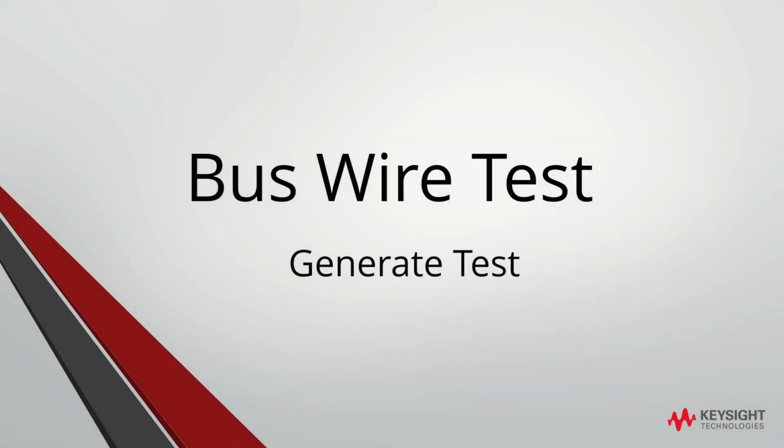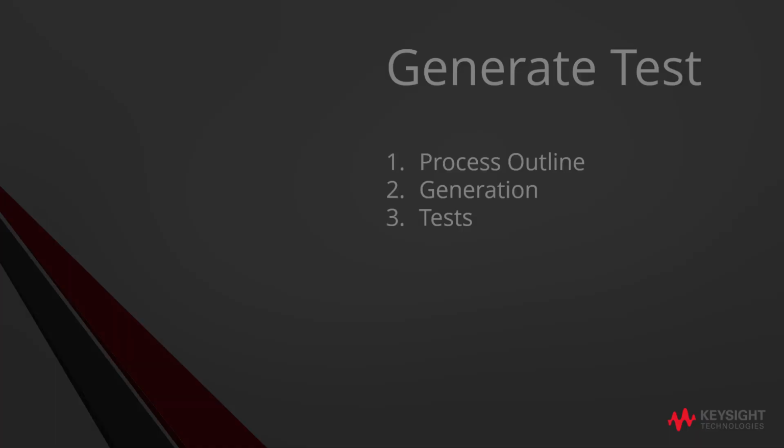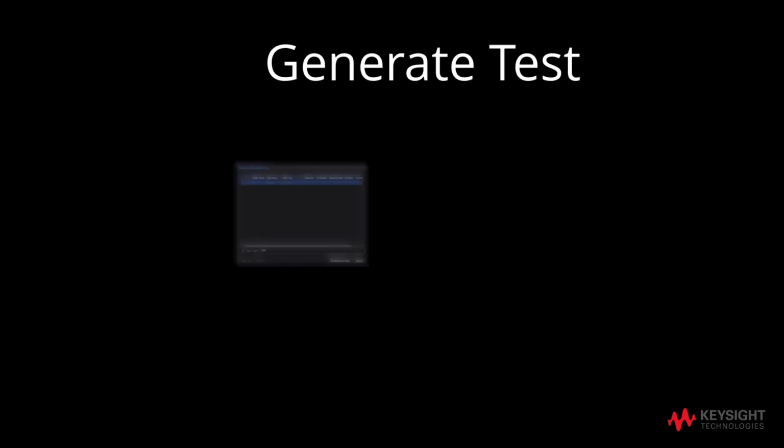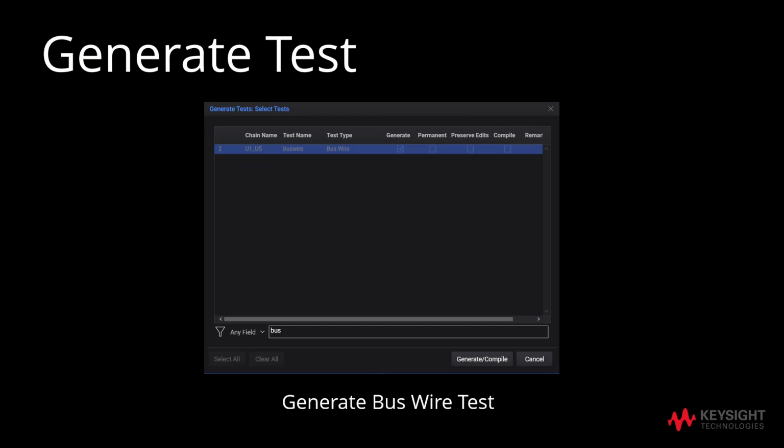Now, we will generate test for the buswire test. After identifying the process outline, select Generation followed by Tests. Ensure that you select the buswire test and select Generate/Compile.